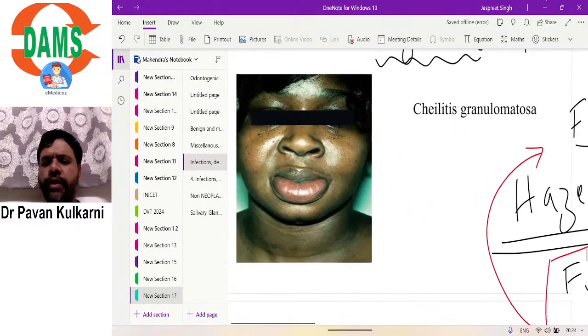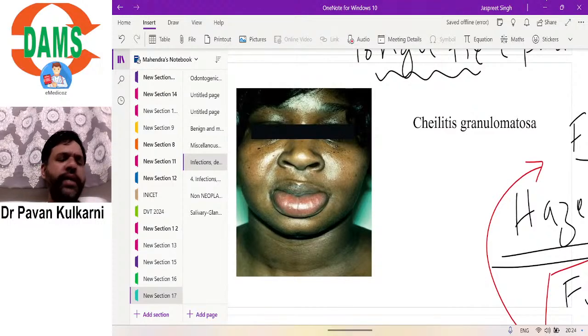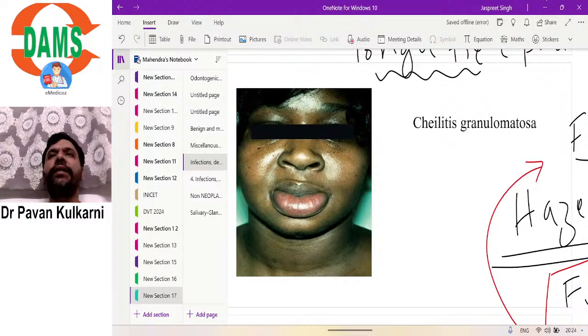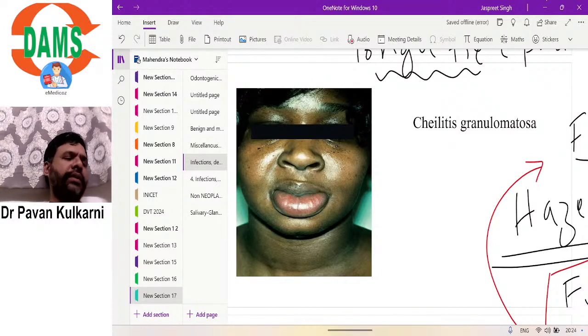Now this is the last image of today's session, cheilitis granulomatosa. Cheilitis granulomatosa is typically a part of Melkersson-Rosenthal syndrome, where you are going to see that the lips are enlarged. Those enlarged lips are known as cheilitis granulomatosa. You will see this in Melkersson-Rosenthal syndrome.